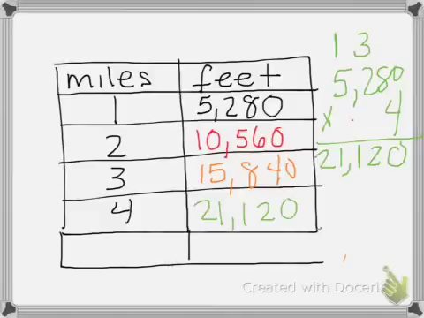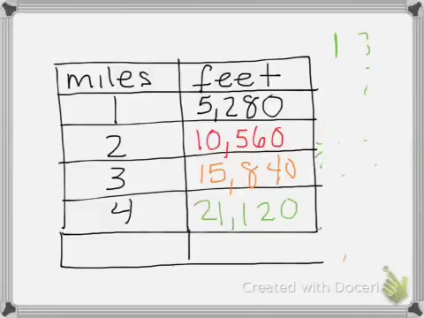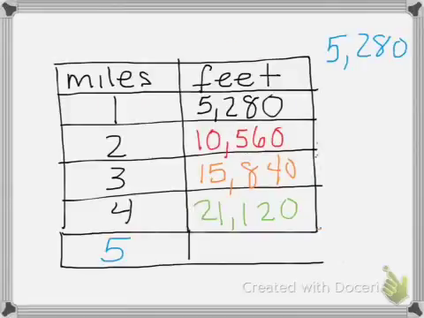Let's look at 5. Erase what I just did off to the side. Hopefully you give yourself a little more room. So now 5, I forgot to write the 5 there, so 5. So 5,280, again, is 1 mile. I want to find out how many are in 5.